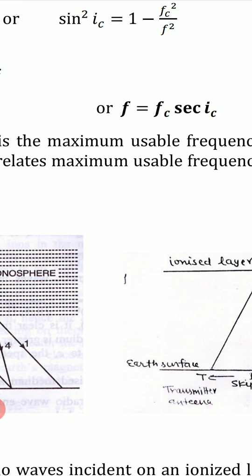FC is the maximum frequency of the radio wave which can be reflected back towards Earth for I equal to 0, for normal incidence, and F is also the maximum frequency for which wave can be reflected back towards Earth's surface, but it is for incidence I not equal to 0. It is not for normal incidence. For incidence which is not normal, angle of incidence I not equal to 0.